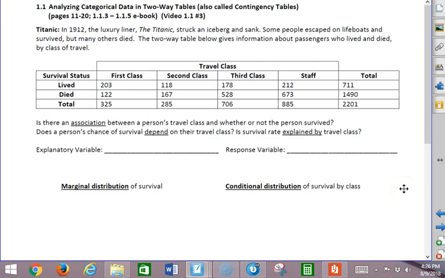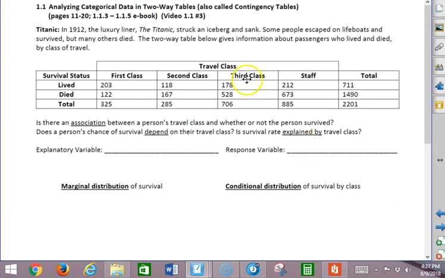Sometimes we want to know the relationship between two categorical variables. So it's helpful to arrange the data in what's called a two-way table, or sometimes called a contingency table. This data is about the Titanic, the luxury liner that sank in 1912 when it hit an iceberg. Some people escaped on lifeboats and survived, but many others died.